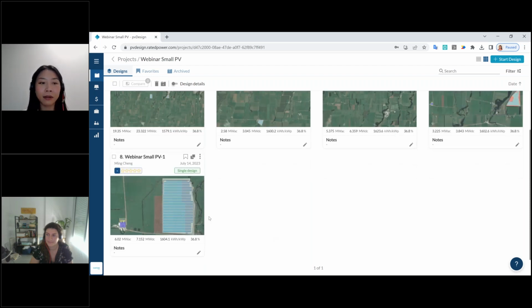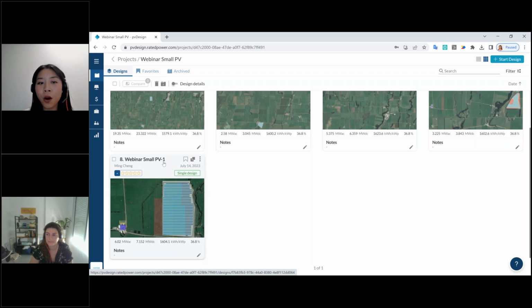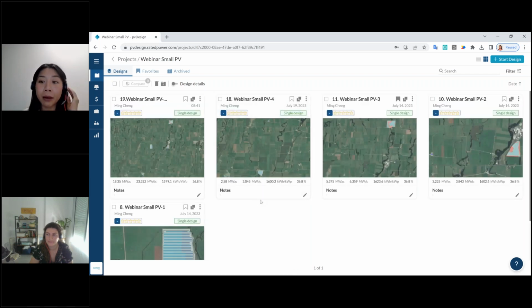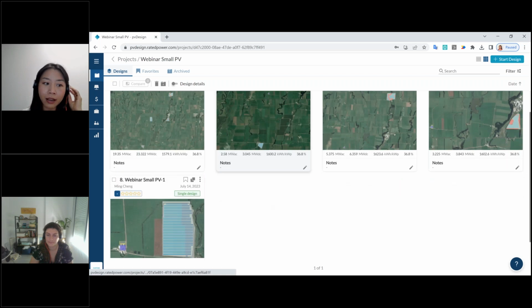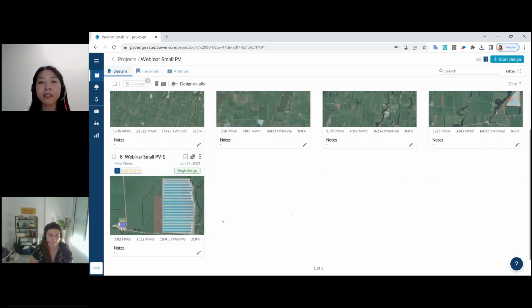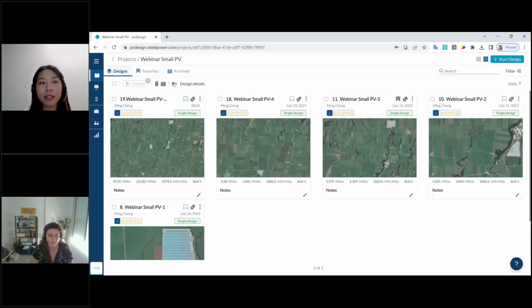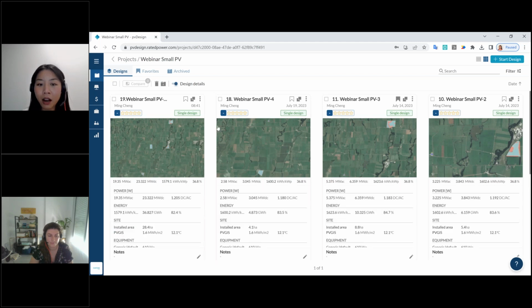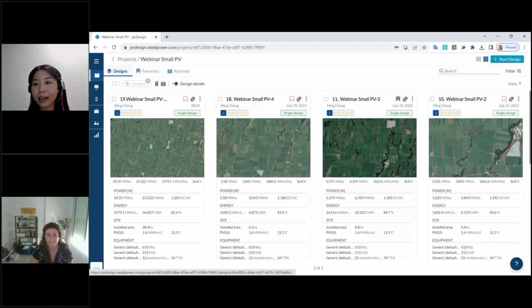So if we look at them, from webinar small PV 1 to 4, we have four independent small size PV plants. Their size varies from 3 megawatt DC to around 7 megawatt DC. And if we look at the size of the sites, they're from around 4 hectares to 9 hectares. And I think that suits well with today's topic.